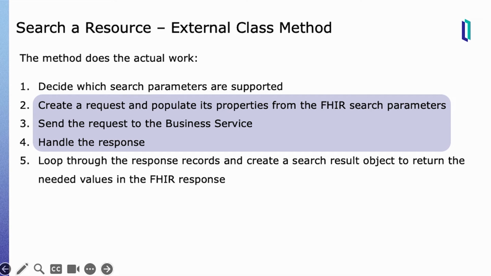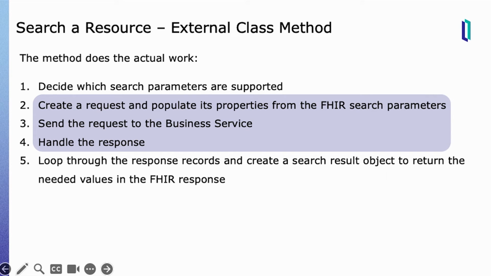Let's do a search, the last method that I'm going to show you. A search is a little bit more complicated because a search has search parameters. There's a list of parameters that the FHIR standard supports. You don't need to support all those parameters. You can say, I'm allowing to search only according to gender, last name, and maybe a social security number, or whatever other search parameters you decide to support.